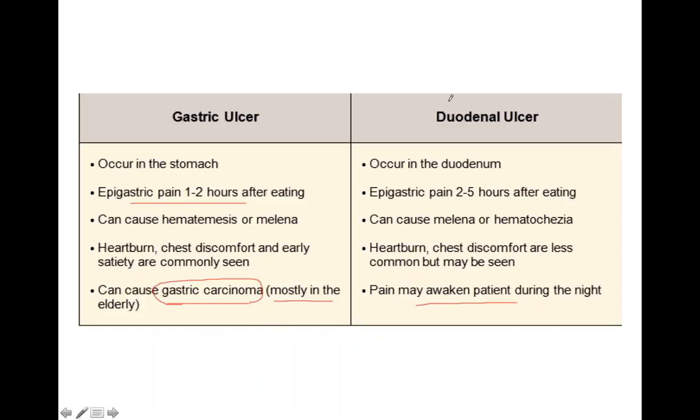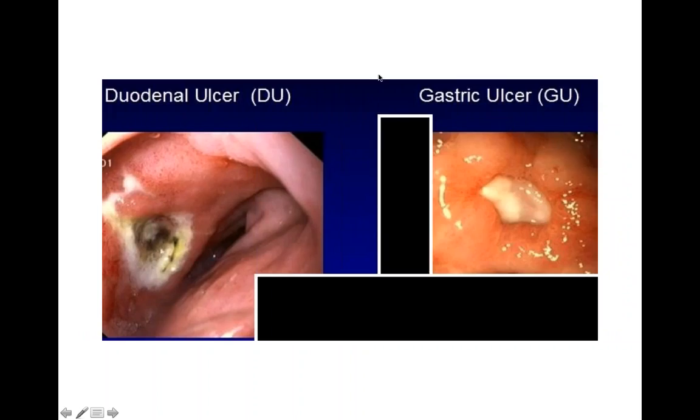And these are the endoscopic findings. They look similar actually. This is the duodenal ulcer, this is the gastric ulcer. Generally it will have irregular margins. So this is an important fact.